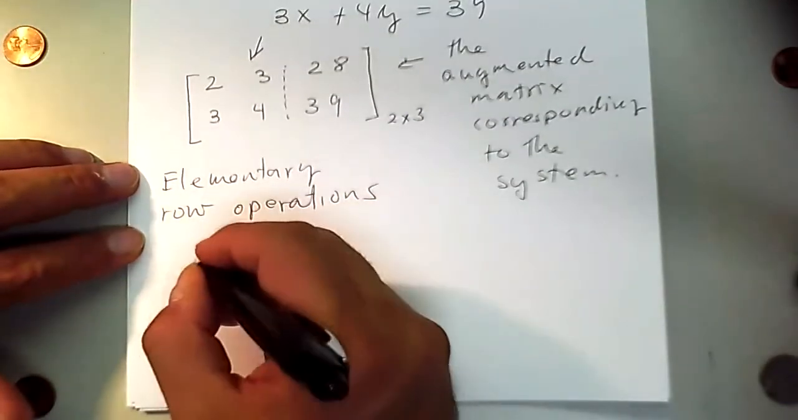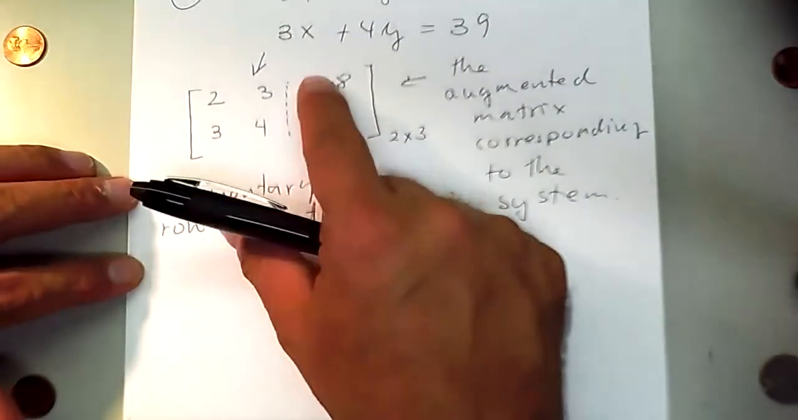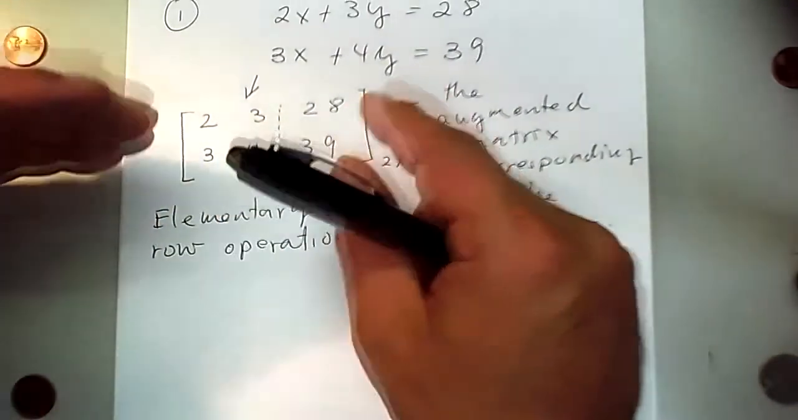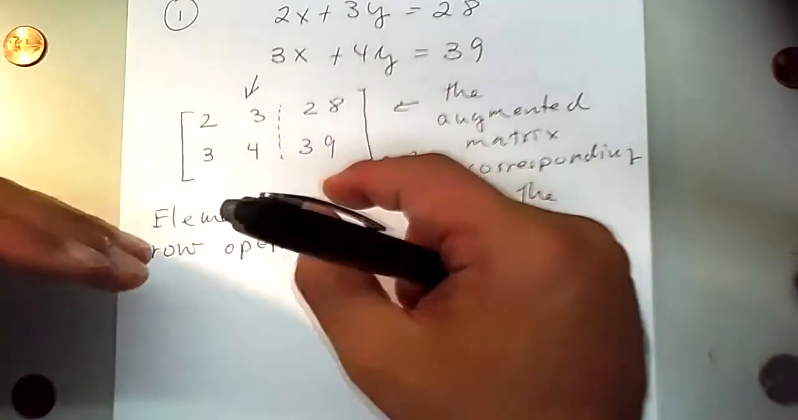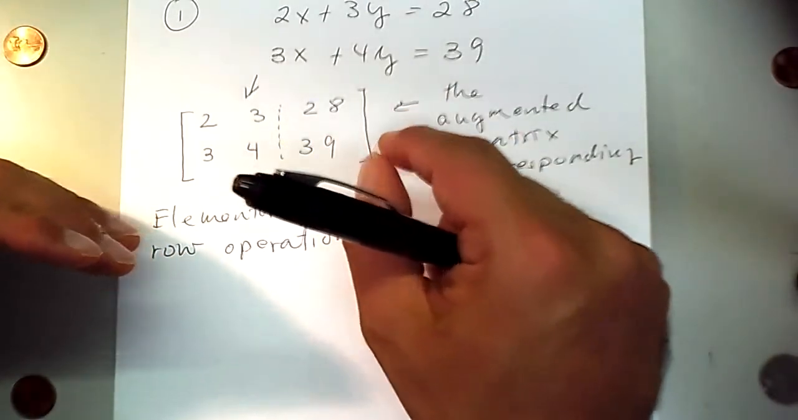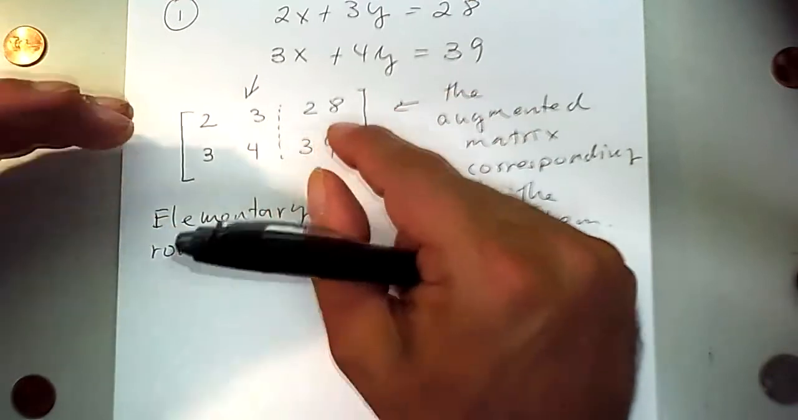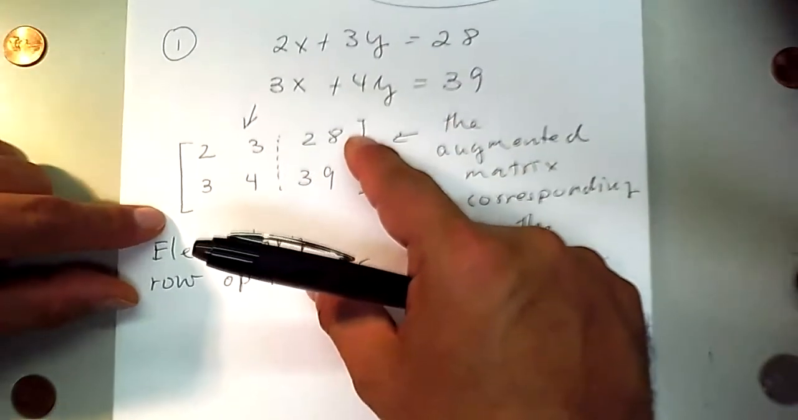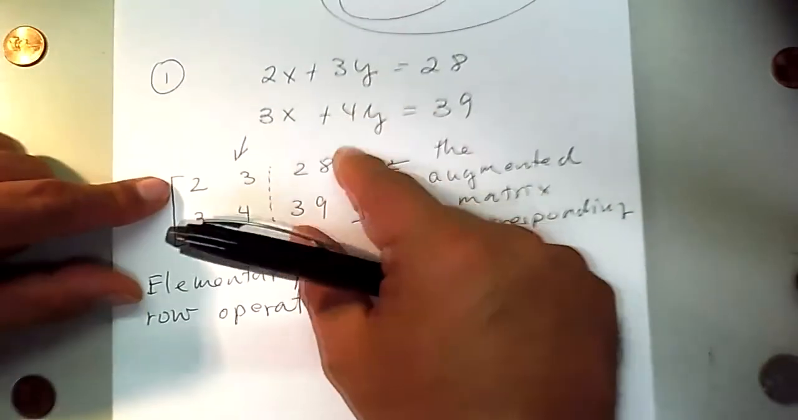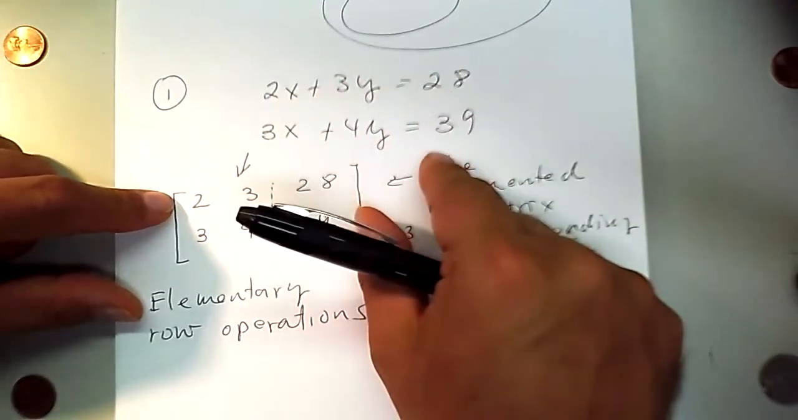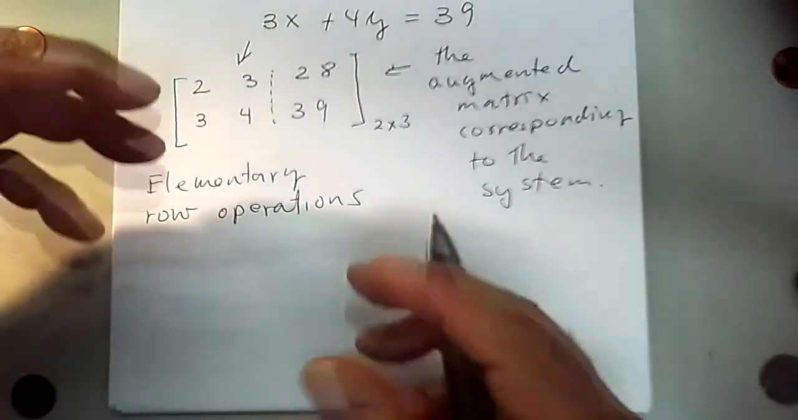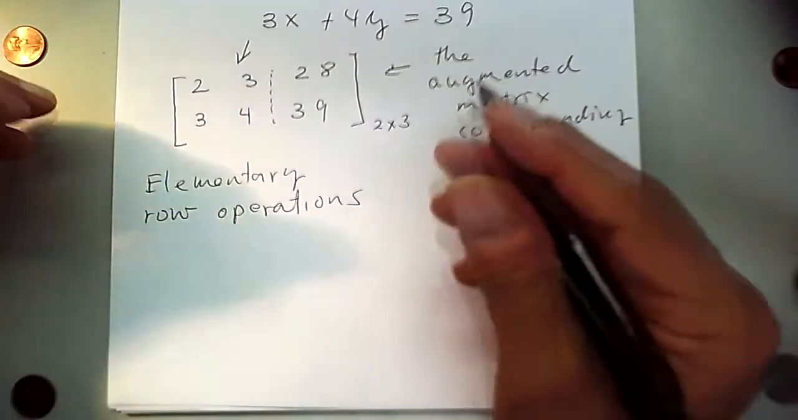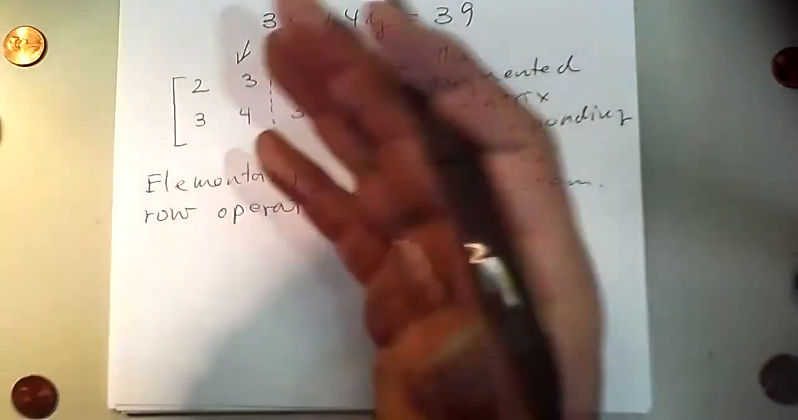And there are 3 of them that we may apply. And as we apply those operations, the augmented matrices we keep obtaining are going to be called row equivalent. And row equivalent augmented matrices are going to correspond to equivalent systems of equations. I know that might be a lot of information to take all at once, but that's the way we have to do it.